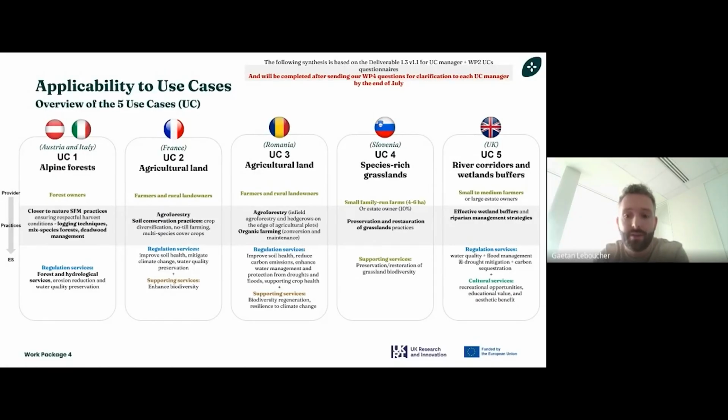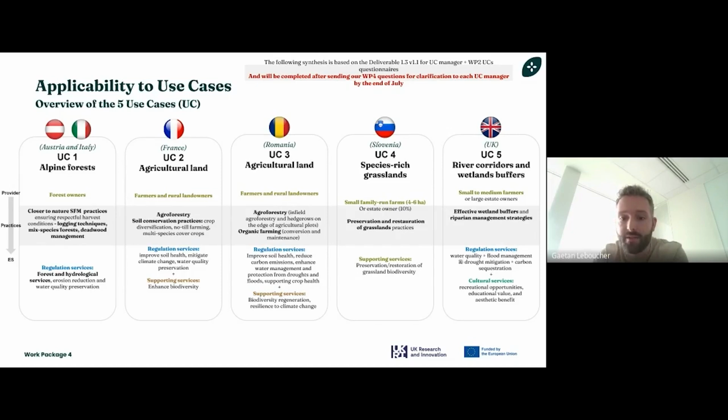So the first one is about alpine forests based on the Austria and Italy context. So the provider targeted are forest owners in order to implement closer to nature sustainable forest management practices. So it's typically logging techniques, mixed species forests, or deadwood management.